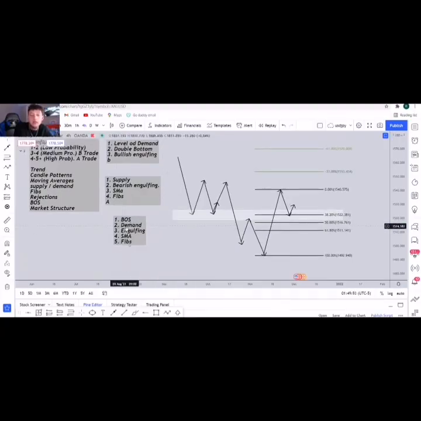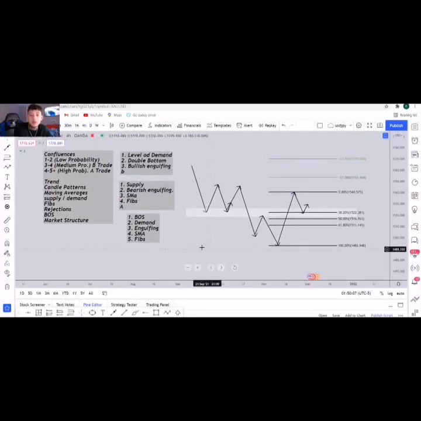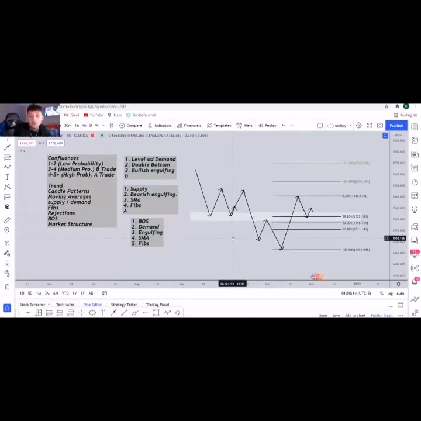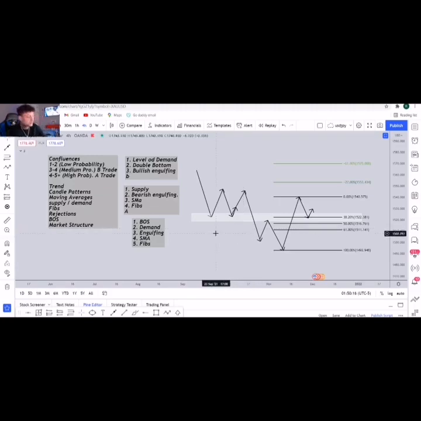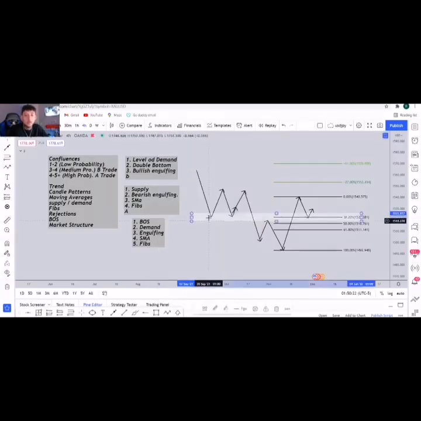2, we have a level of demand, which we know this is a level of supply and this is a level of demand. 3, we have a bullish engulfing candlestick, which is our entry signal. 4, we have the blue over red simple moving average, which we know indicates that there's more bullish volume within the market. And 5, we have a 38.20 pullback on the Fibonacci retracement tool. So we know that this is a high probability setup. This is a grade A setup, right?